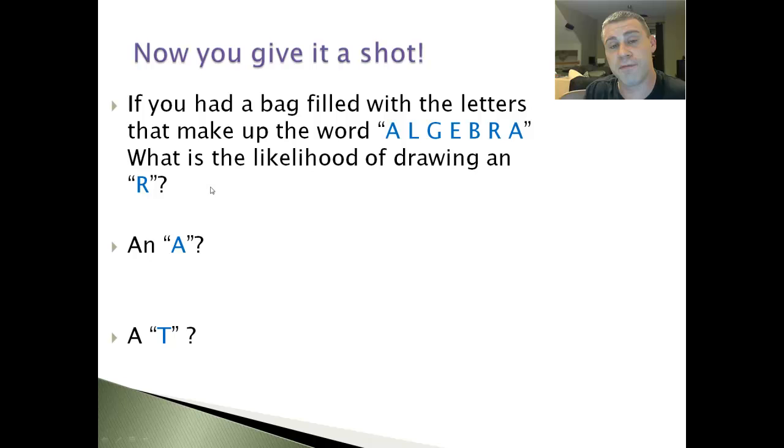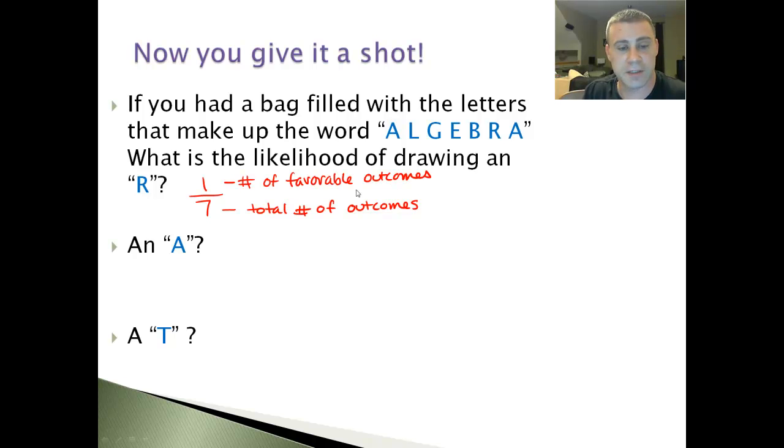Alright, so remember what I said. The first thing you want to do is figure out the total number of possible outcomes. In this case, we've got 1, 2, 3, 4, 5, 6, 7 letters. So that's our total number of outcomes. Alright, and let's see what they're asking. The likelihood of drawing an R. Well, in algebra, there's only one letter that is an R. So we're going to say that's the number of favorable outcomes. Okay? So your answer is just 1 over 7. You can't reduce it anymore, so you're good.